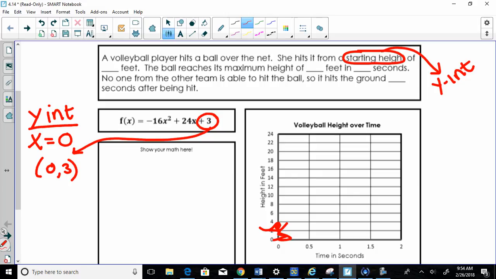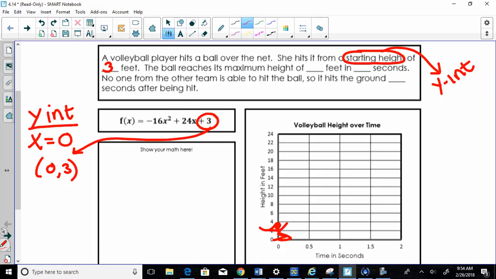Right there. And so the y-intercept is their starting point. So it's like how high off the ground did you start? So you're looking for things like that to tell if it's your y-intercept. So right here, what number would I put? 3.